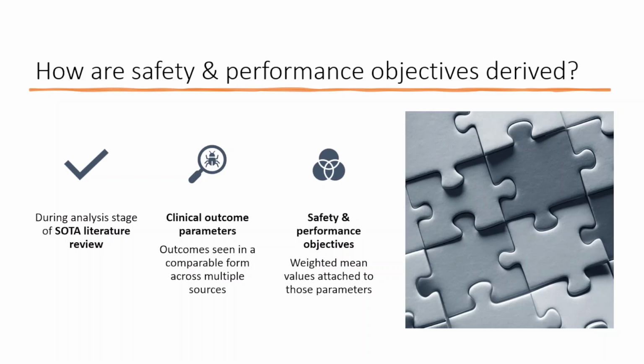So if you have 4, 5, 6 sources all reporting the same type of outcome, it's a strong candidate for a clinical outcome parameter. And in the state-of-the-art protocol, there should be a method for determining what constitutes a clinical outcome parameter. And that, of course, would feed into the clinical evaluation plan. Safety and performance objectives then are weighted mean values attached to those parameters. As we've seen before, you need both parts.